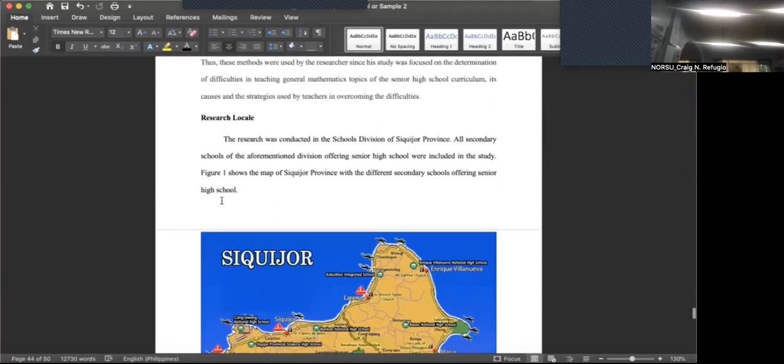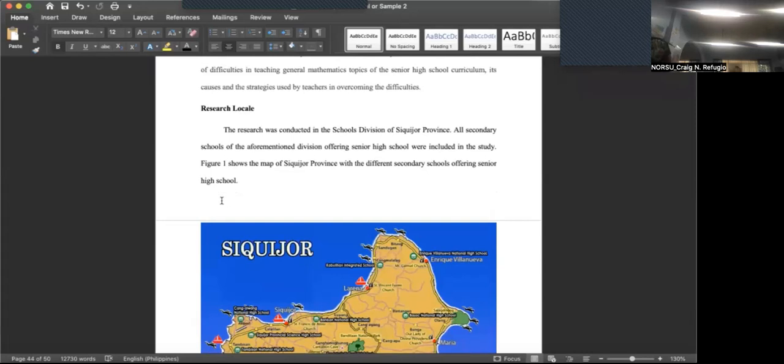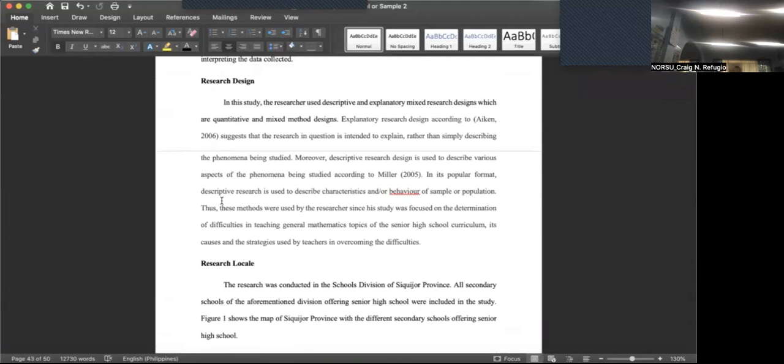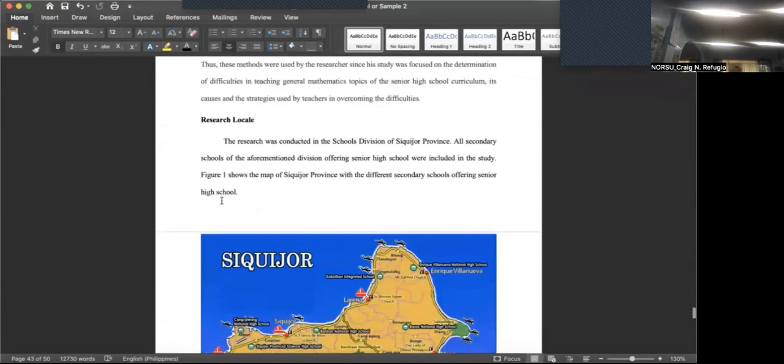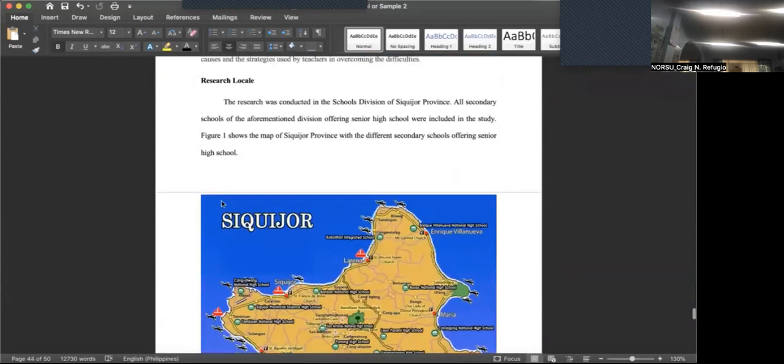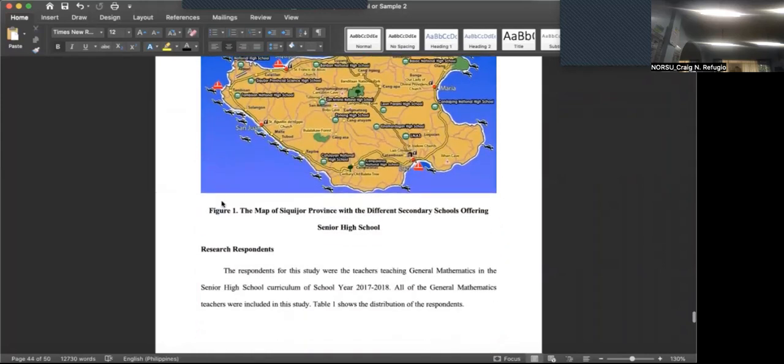Then research locale. This is actually the setting. The research was conducted in the Schools Division of Sikihor. But I told you that since this is a proposal, the tense must be present tense or future tense. Do you remember that one? In a research proposal, the tense is either present or future tense. Yes, sir. And then copy the format on how the research locale is presented. Follow the format there, but the format will be changed according to the locale of your research proposal.